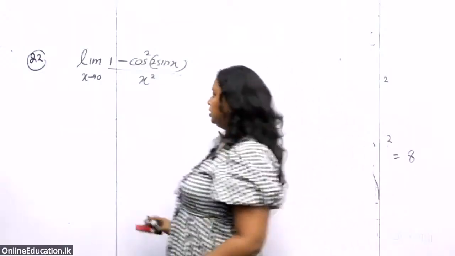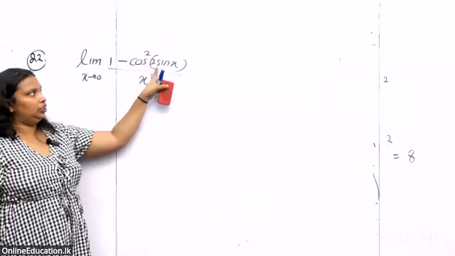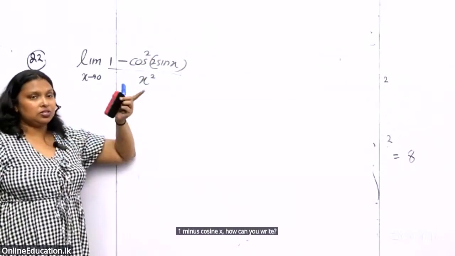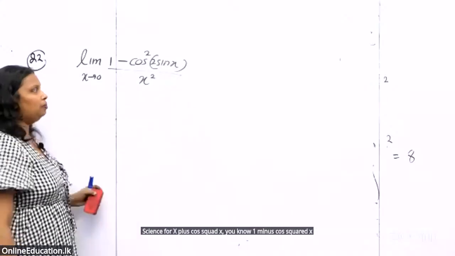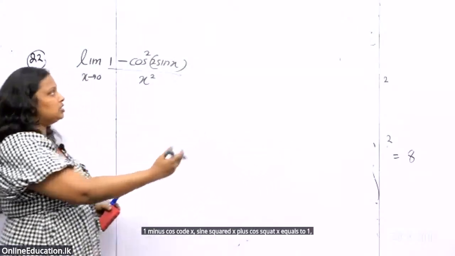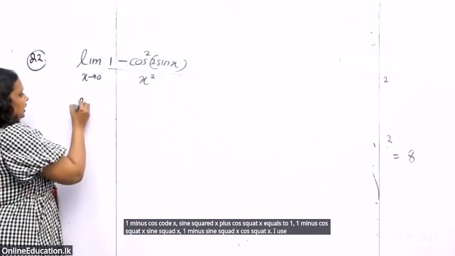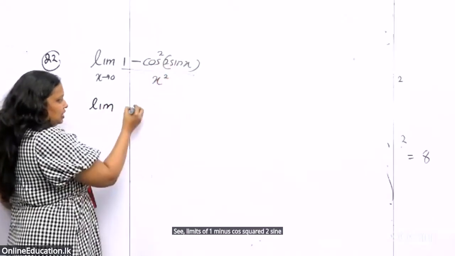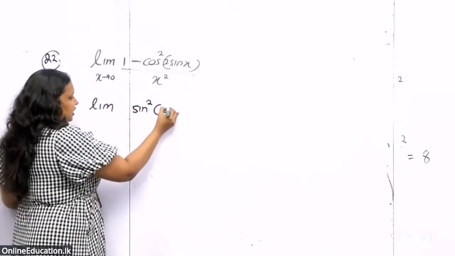Okay, look at this. See? 1 minus cos squared 2 sin x. How can we write it? Sin squared x plus cos squared x equals 1. So 1 minus cos squared x is sin squared x, and 1 minus sin squared x is cos squared x. I use that. See? Limits of 1 minus cos squared 2 sin x I can write as sin squared 2 sin x. Is it clear?